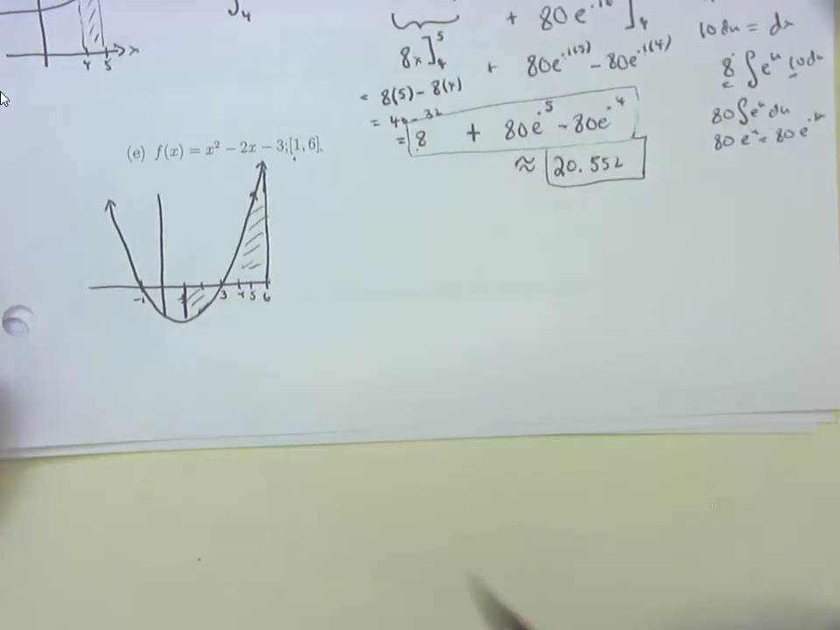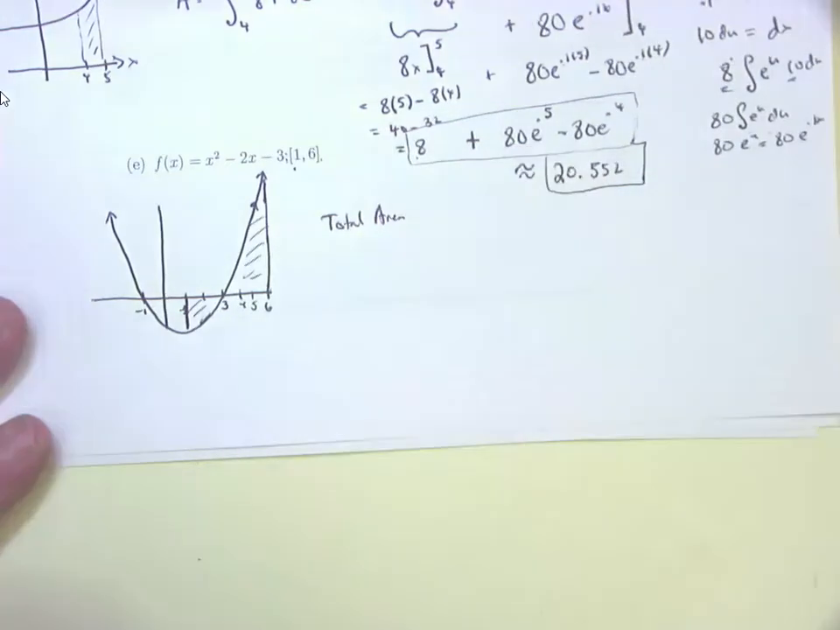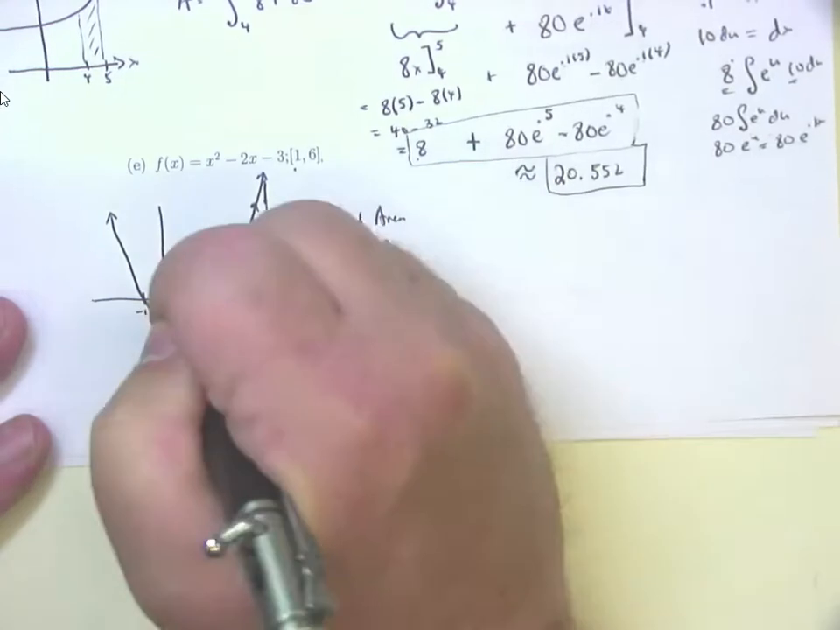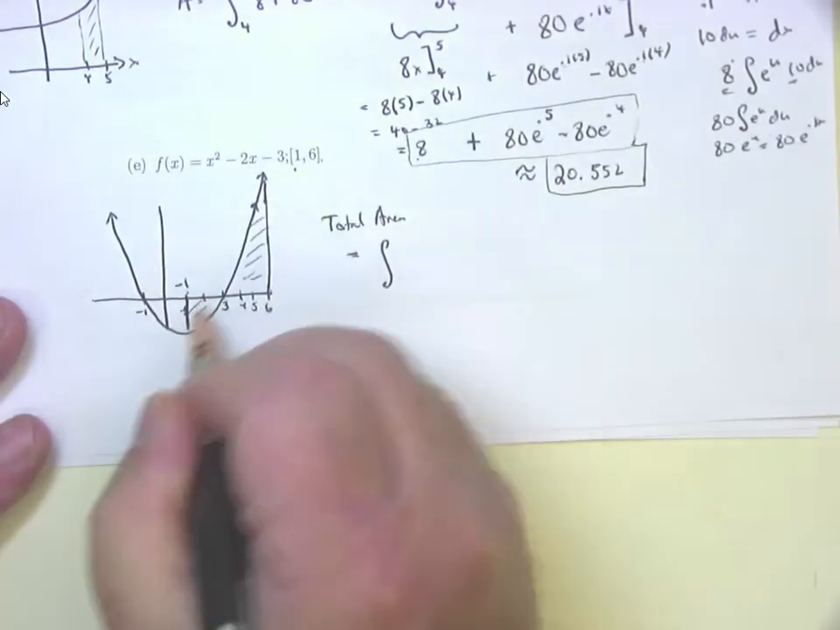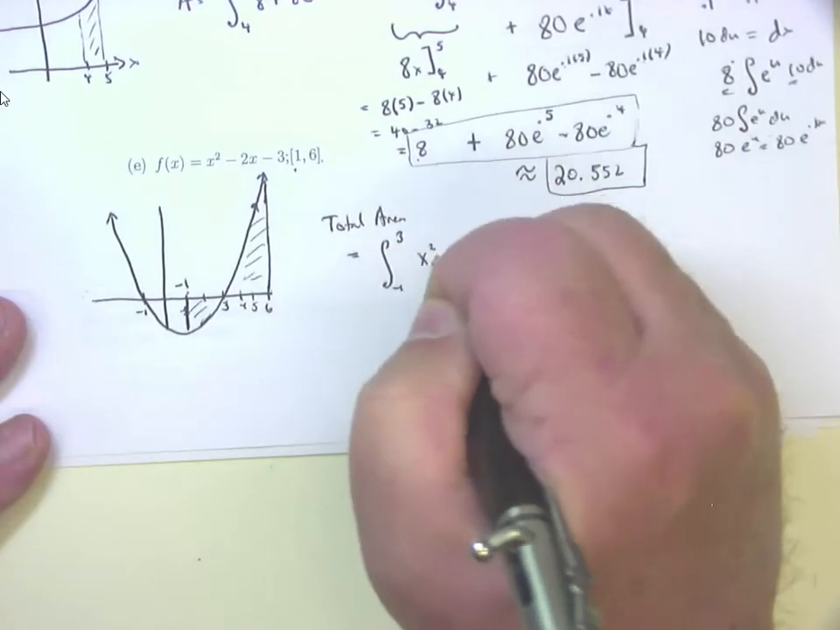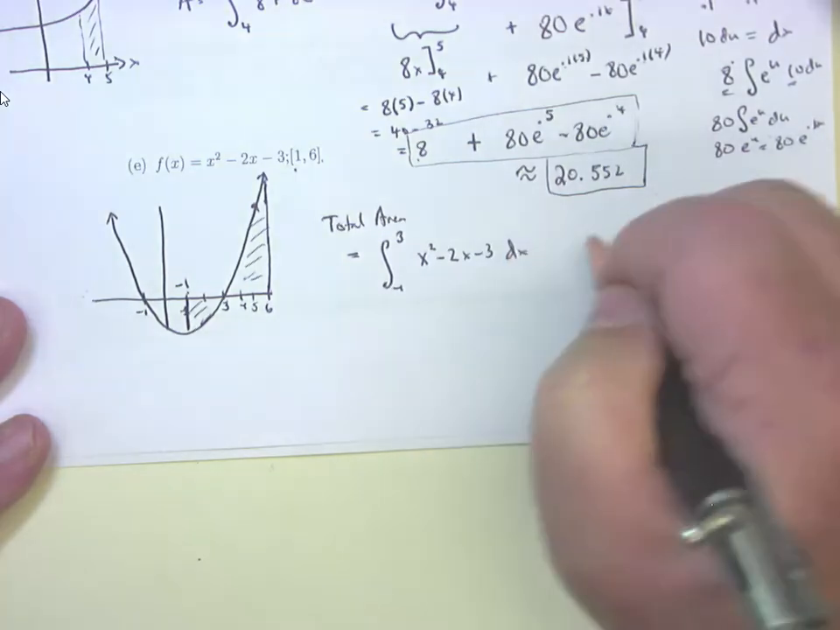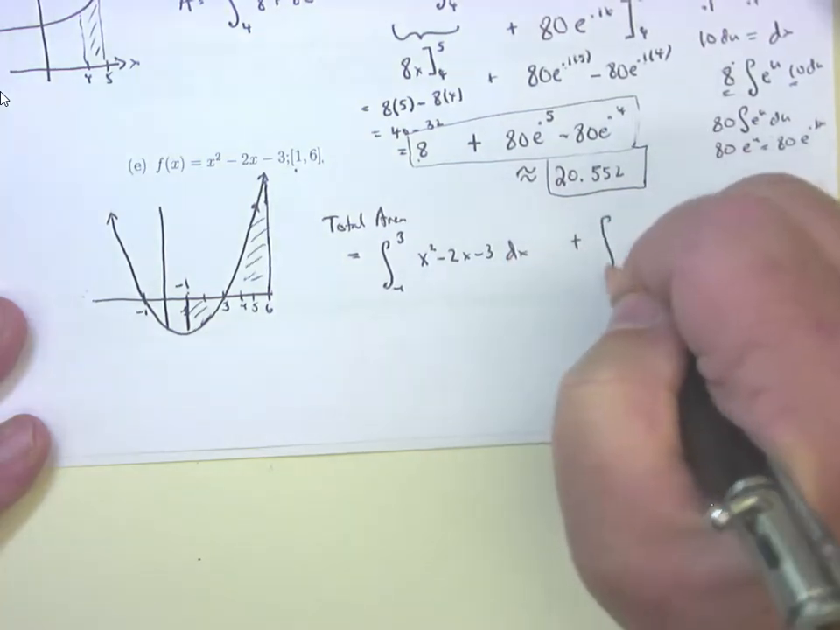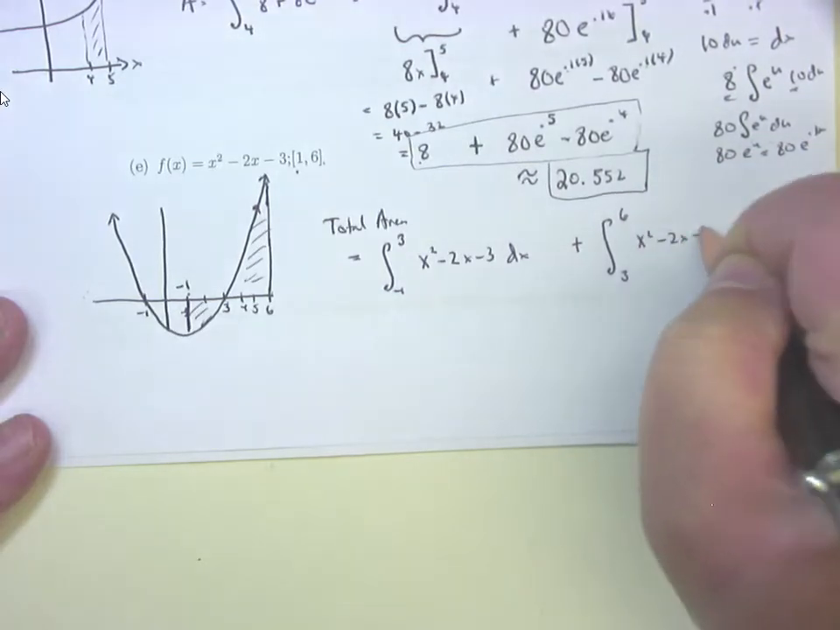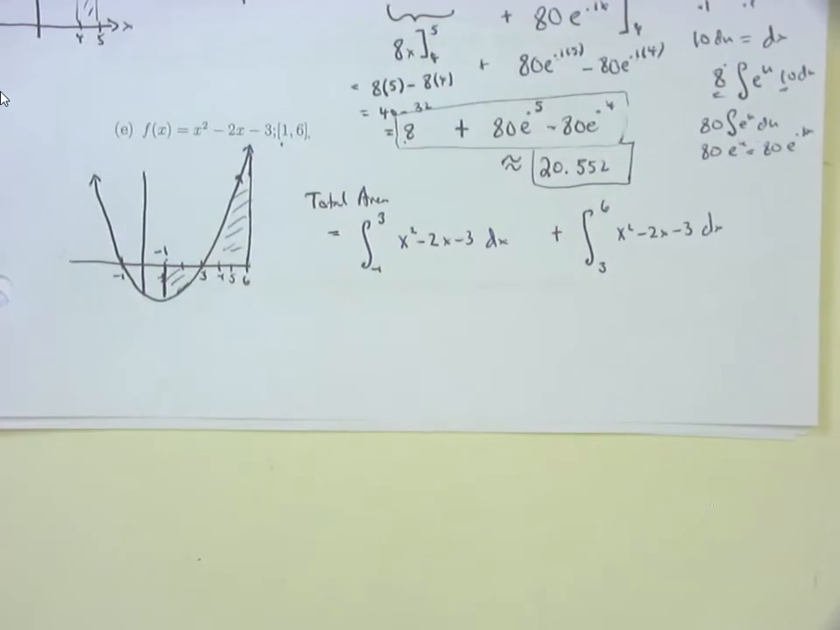So what's my area going to be? And again, the word is total area. So the big deal is about the setup. The total area would be equal to the integral between this number right here, which is negative 1, to 3. That's the negative region of your function. X squared minus 2x minus 3 dx. And then the other part, plus the integral between 3 and 6 of x squared minus 2x minus 3 dx. Does that make sense? A separated integral.